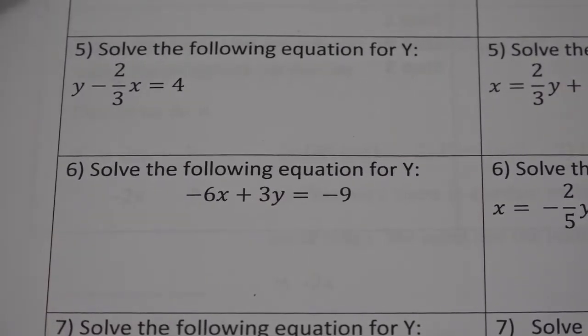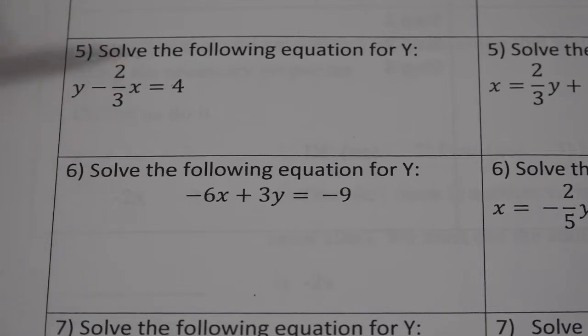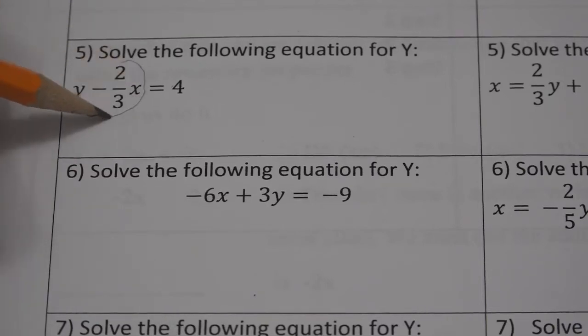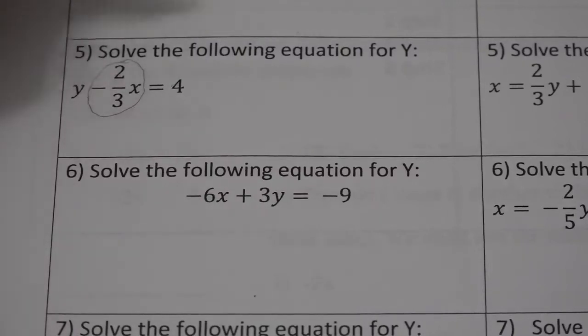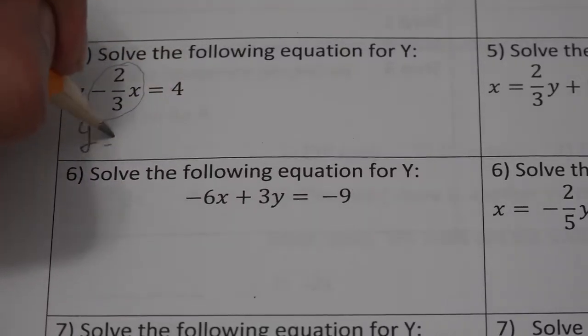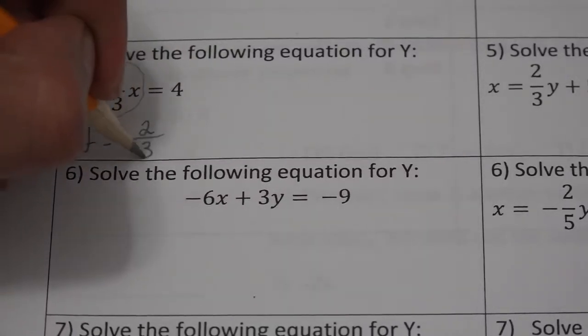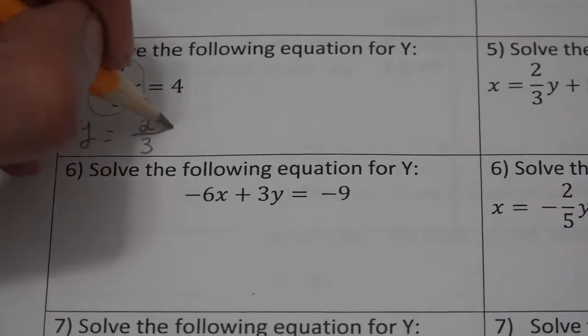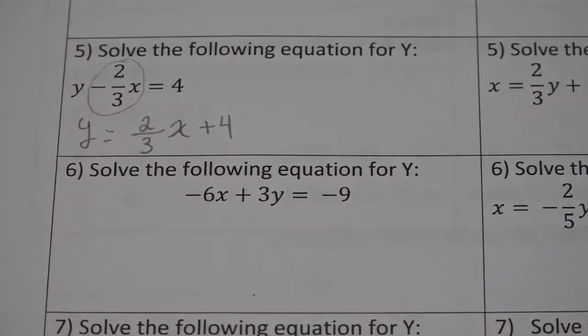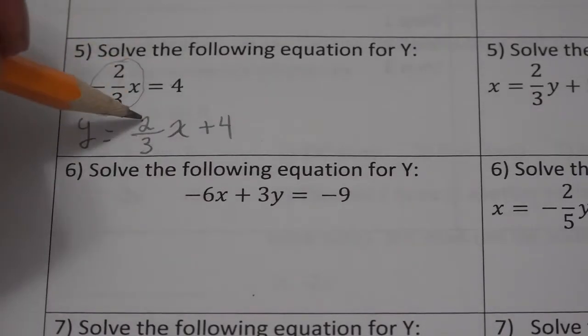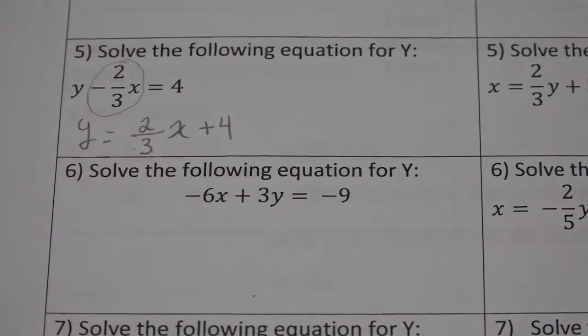All right, solve for y. Well, here, the loose number is already on the other side. All I gotta do is get rid of this x term. So, here. Now, guess what? You already did. Now, y equals positive 2 over 3 x, because I'm putting it on the other side, and plus 4. And I'm done. Slope, 2 over 3. Y-intercept, 4.